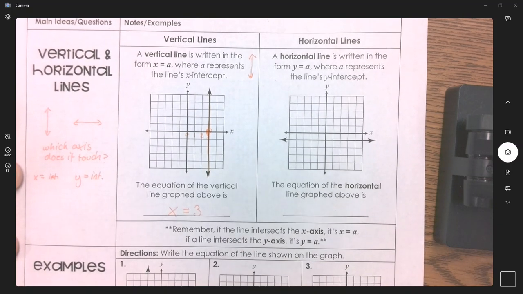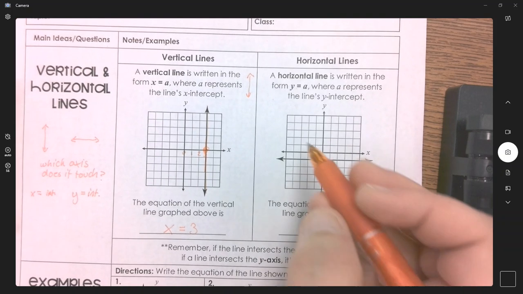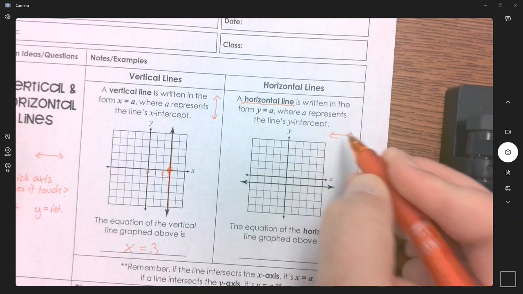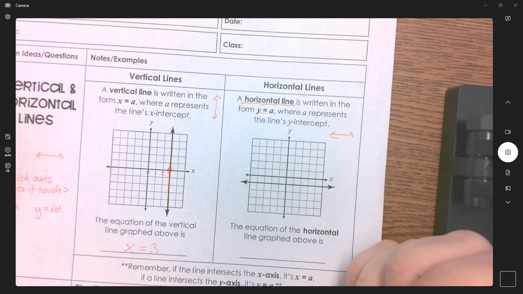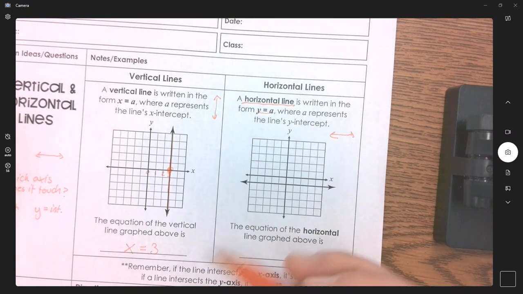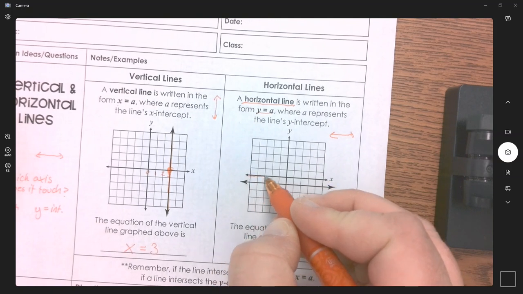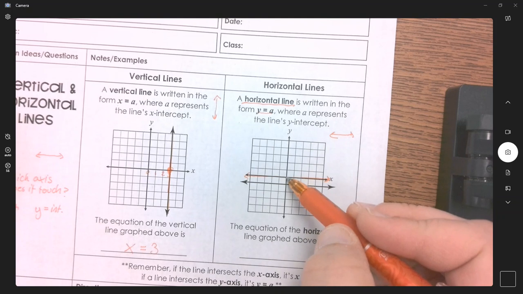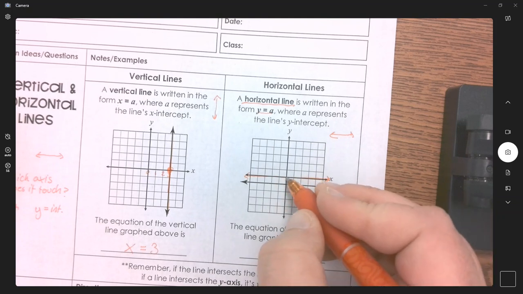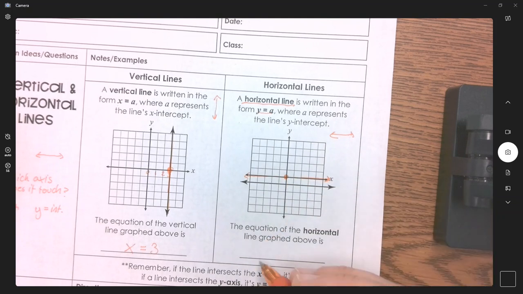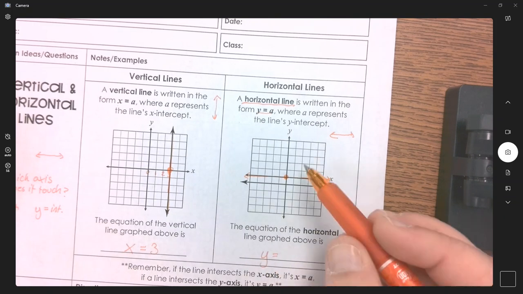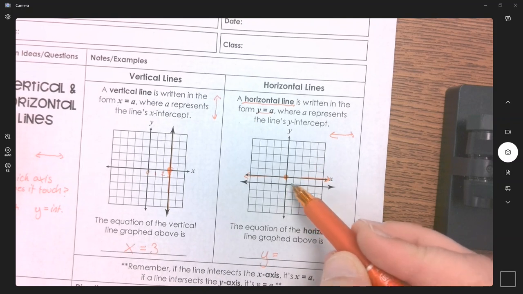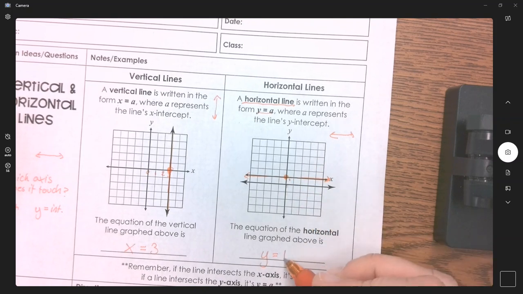Okay, let's take a look at the other one here. We've got a horizontal line. Remember, horizontal is like the horizon. It's left to right, and it's written as y equals. The reason why is if we find our graph, you can see that the axis that it goes through is the y-axis. So I would say it's a y equals line. After I know what axis it goes through, I find where it crosses. Here's 0, so it's up 1. So this would be y equals 1.